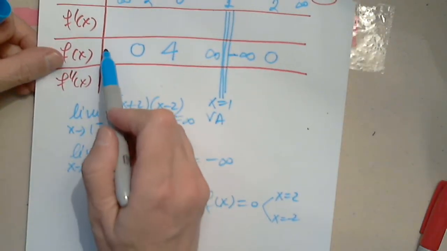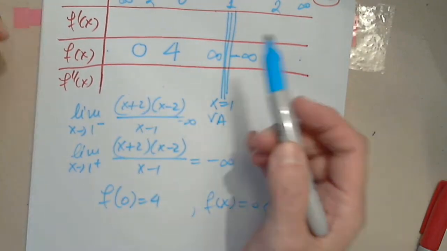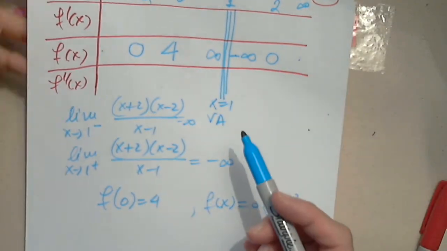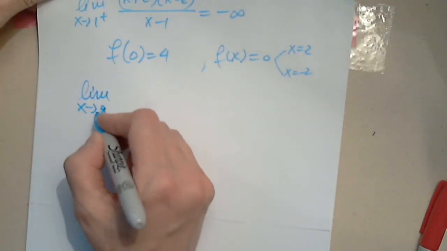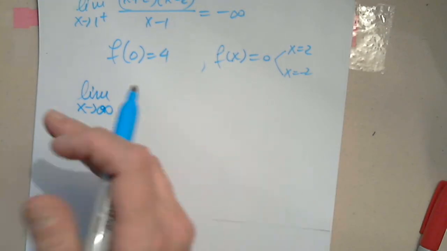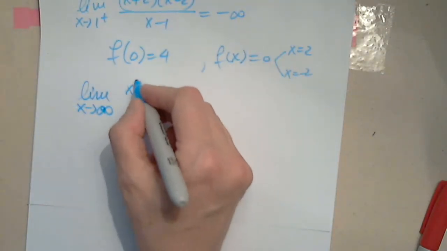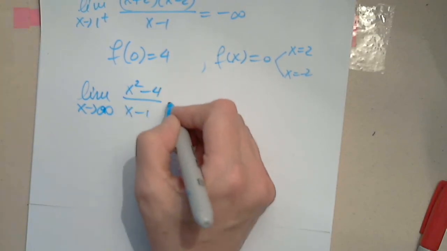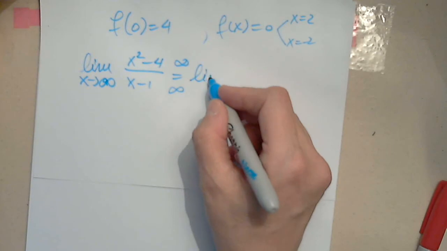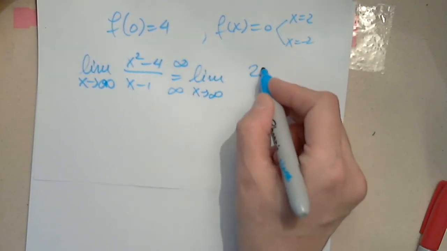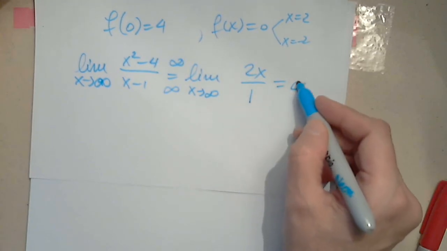One other item is the limit at negative infinity, the limit at infinity. I'm done with the function. So limit as x approaches infinity of x squared minus 4 over x minus 1. Luckily it's infinity over infinity. The numerator will be 2x, the denominator will be 1, so the limit is infinity.